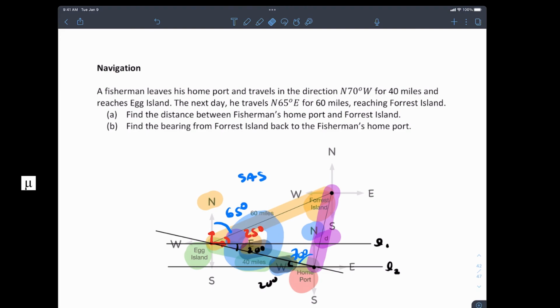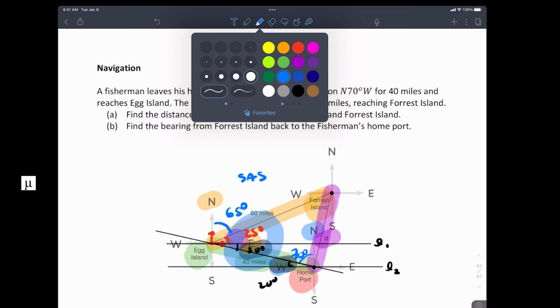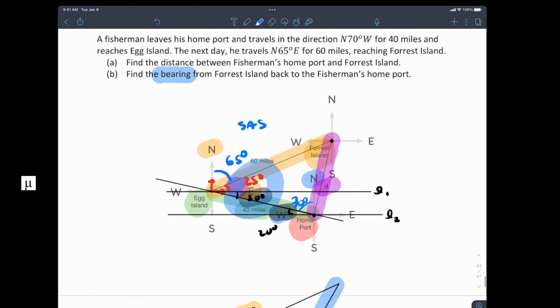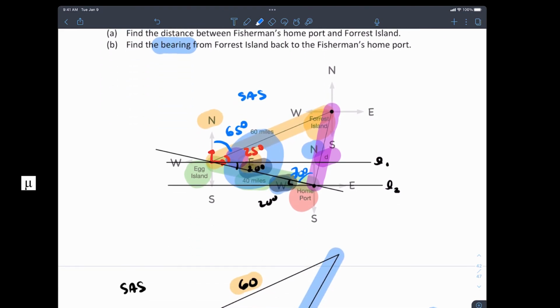Ain't that amazing? How did the pilots figure out how to get back home? Because the next question is find the bearing. Oh my gosh. Here you go. Find the bearing from Forest Island back to Fisherman Port. In other words, we're now going again, and I'm going to get rid of some things because, like I said, it gets a little distracting. Okay?